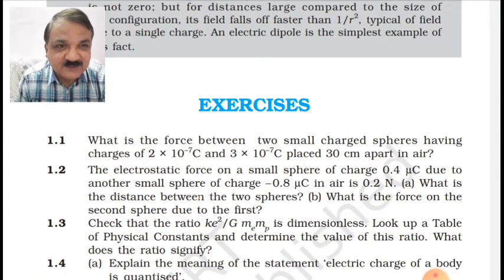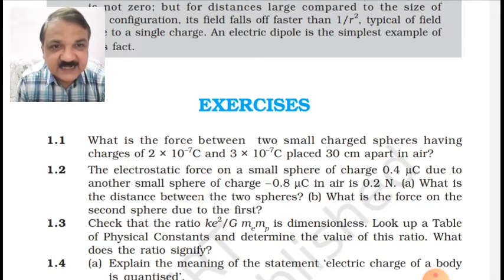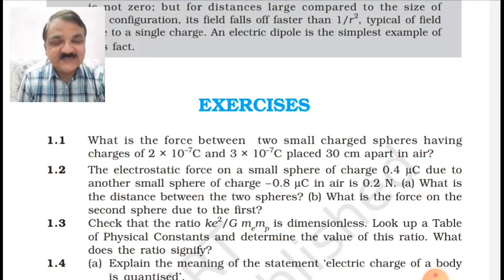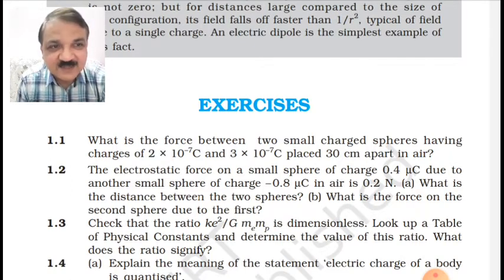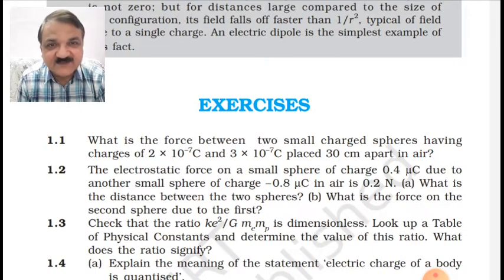Similarly, 1.2 also is a formula based question. Here the distance has to be calculated, and the force on second sphere due to first. And the B part answer is already given in the question. Students, it is important to note that B part answer is already given because both charges experience the force 0.2 Newton, whether this force is attractive or repulsive depending on the nature of charges. So 1.1 and 1.2 you solve.